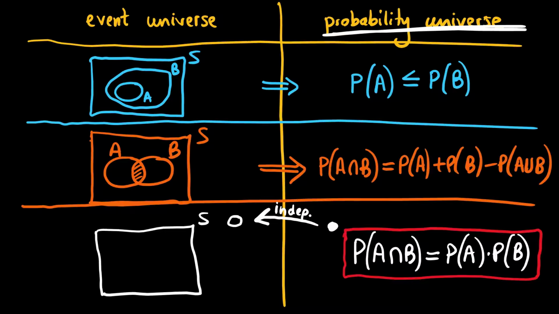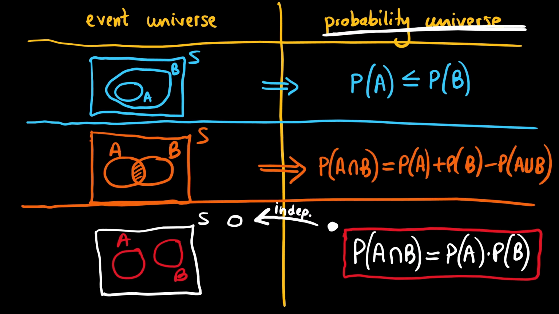Now let's see if we can build in our minds any sort of understanding of what A and B, two events that are statistically independent, would look like in the event universe. For example, can they look like this? Can this be A and B?